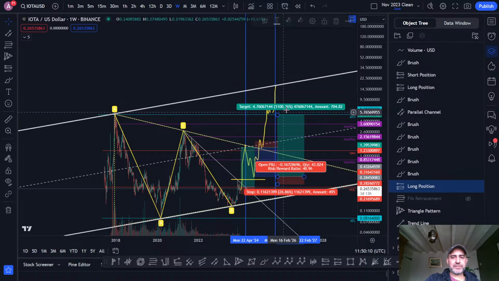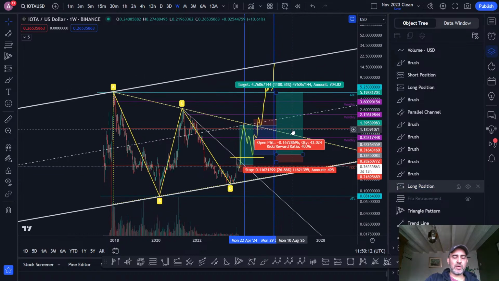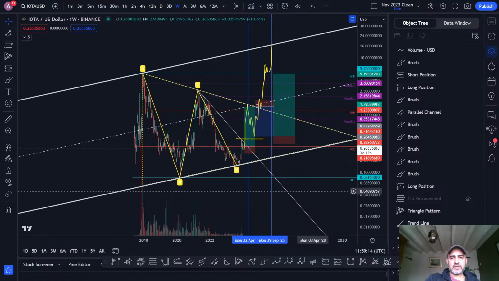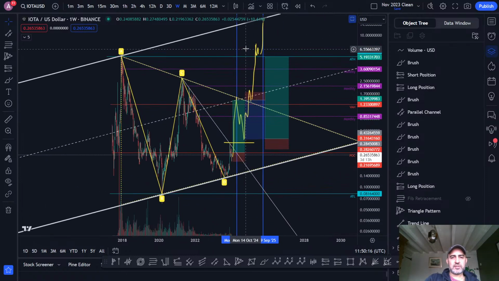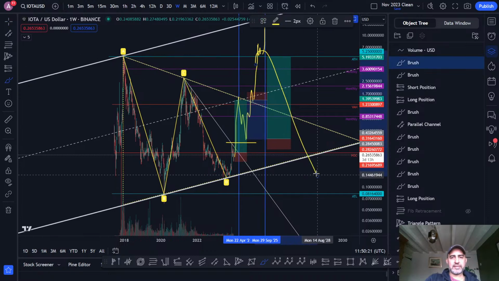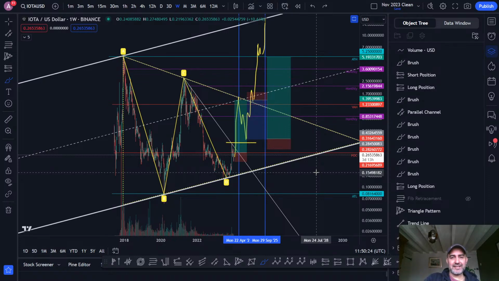But I would take it to the all-time high and let the rest run. Just in case, because you don't know what's going to happen at the all-time high. It could do this. It doesn't have to go up, it can always reverse, so you have to bear that in mind.